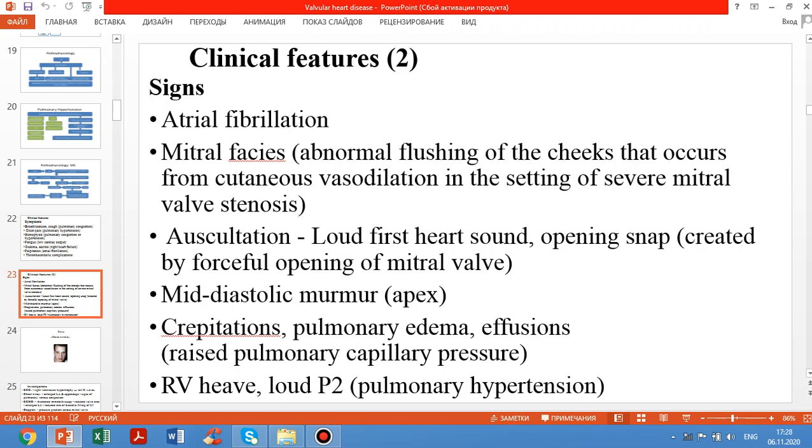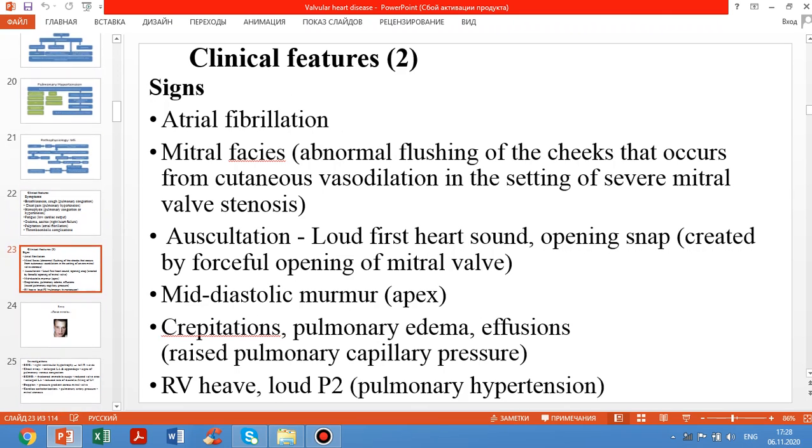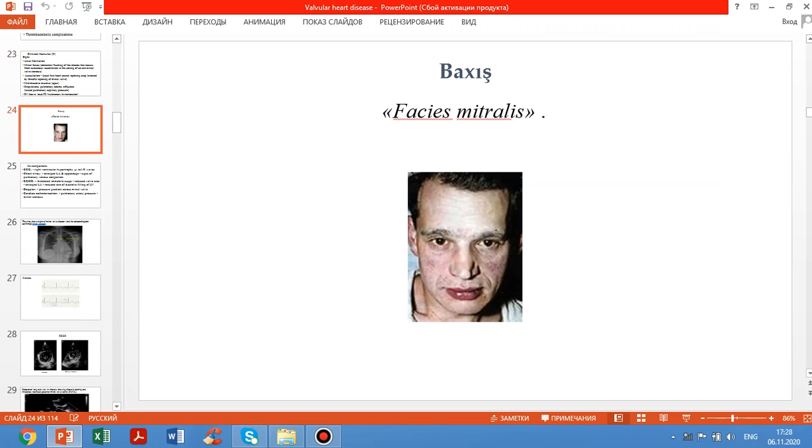Mid-diastolic murmur at the apex. Crepitations, pulmonary edema, effusion, raised pulmonary capillary pressure. Right ventricular heave, loud P2 due to pulmonary hypertension. You can see the face of the patient with mitral stenosis.